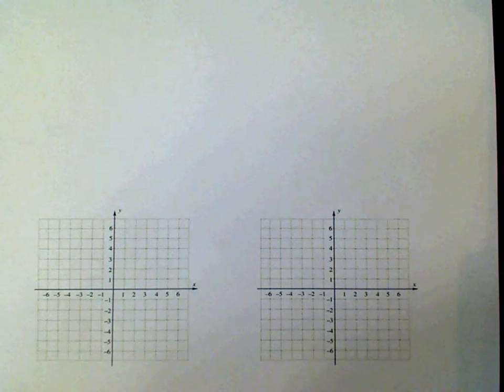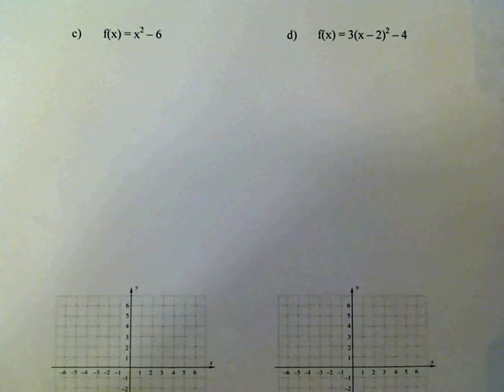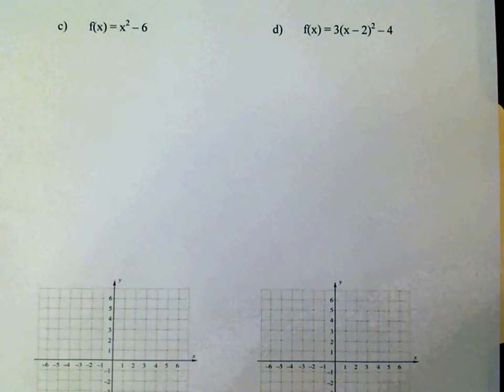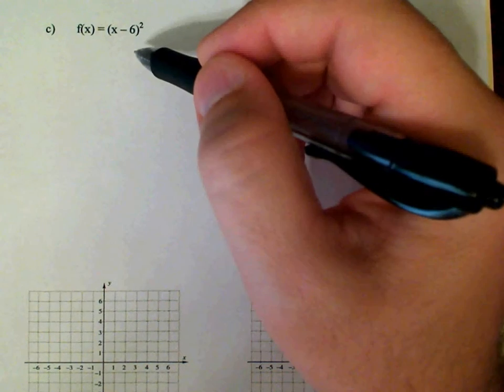The only thing that may cause a little problems are the vertices, how they may look based on what you're given, but that's okay. We're just going to do a type of problem based on everything that we have. Now let's do this one. f of x equals (x minus 6) squared.